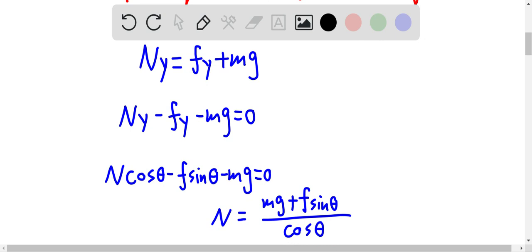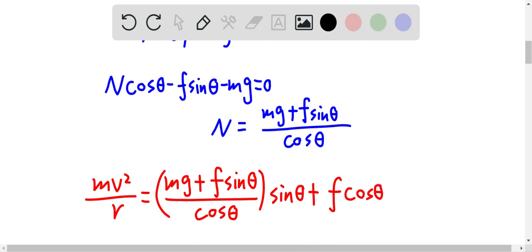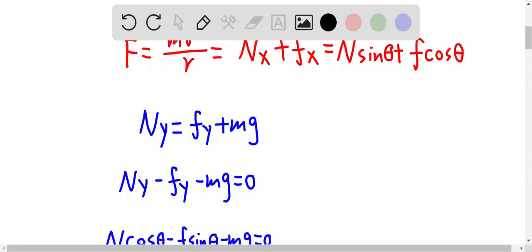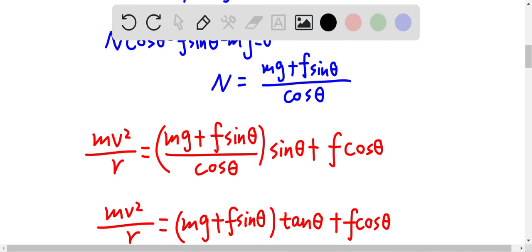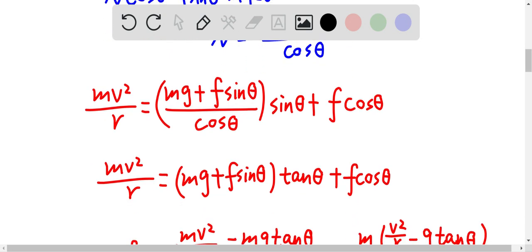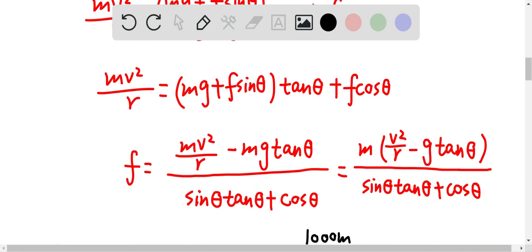If we do some rearrangement here, we have N, the normal force, equal to mg plus f sine theta, over cosine theta. Remember here we have N sine theta plus f cosine theta. So now let's plug back into the equation. We have mv squared over r equal to mg plus f sine theta over cosine theta, times sine theta, plus f cosine theta. Therefore, mv squared over r is equal to mg plus f sine theta times tangent theta, plus f cosine theta. So we have friction equal to m times v squared over r minus g tangent theta, over sine theta tangent theta plus cosine theta.